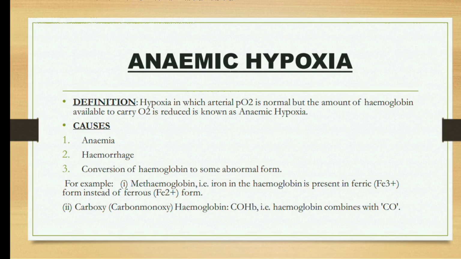Next are the causes. The causes include anemia, hemorrhage, and the conversion of hemoglobin to some abnormal form. For example, in methemoglobin, the iron in the hemoglobin is present in Fe3 plus form instead of Fe2 plus form. Carboxyhemoglobin, where carbon monoxide combines with hemoglobin.